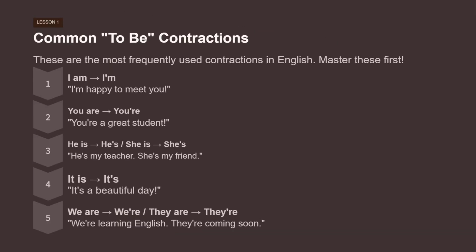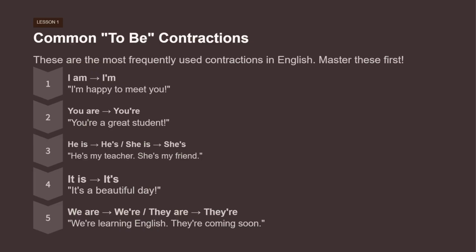Common to be contractions. These are the most frequently used contractions in English. Master these first. I am, I'm. I'm happy to meet you. You are, you're. You're a great student. He is, she is. He's my teacher. She's my friend. It is, it's. It's a beautiful day.